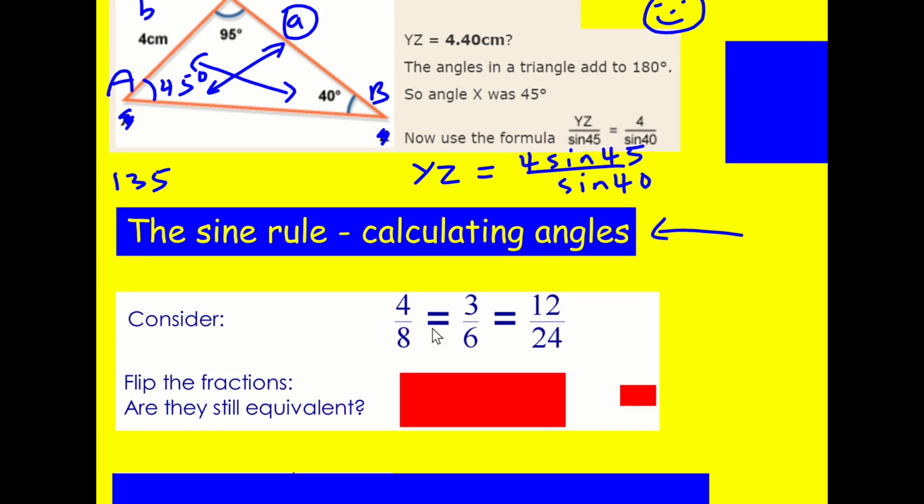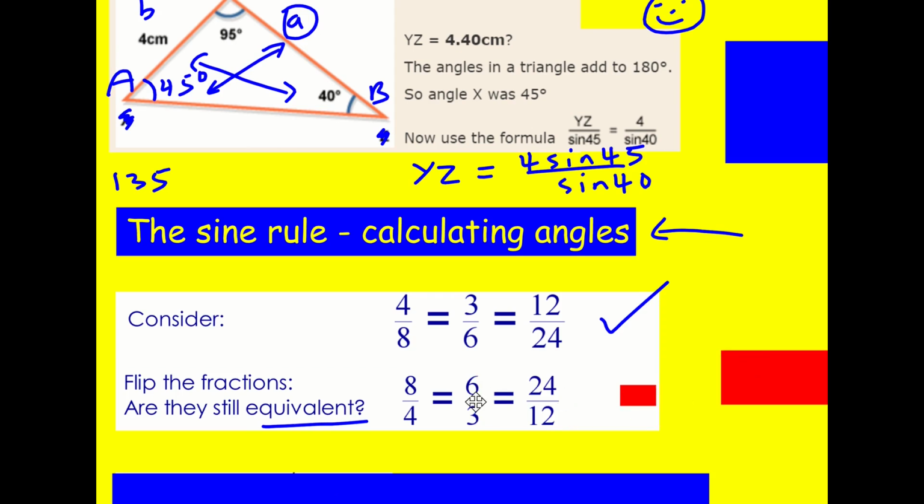Let's consider these fractions. We've got 4 over 8 equals 3 over 6 equals 12 over 24. They are equivalent fractions. If we flip them around, basically put the 4 on the bottom and the 8 on the top, are they still equivalent? Are they going to become 8 over 4, 6 over 3, 24 over 12? And the equal signs imply yes, they are. I've shown you they are. The answer is yes. You can flip it around and it's still the same.